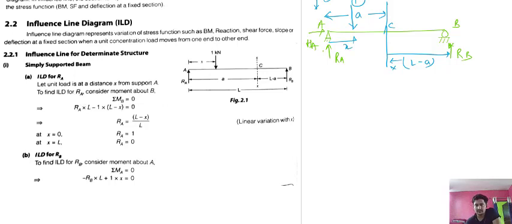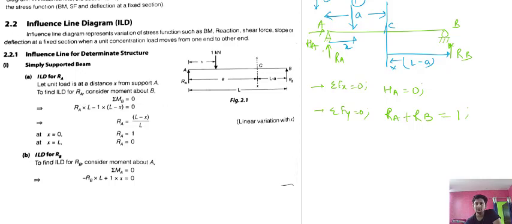Now for making the influence line diagram, there is nothing but simply applying the basic concept of making shear force and bending moment diagrams. You need to apply the equilibrium equations, that is summation Fx equal to 0, which will give you HA equal to 0. The second equation is summation Fy equal to 0, by which you will get RA plus RB equal to 1.